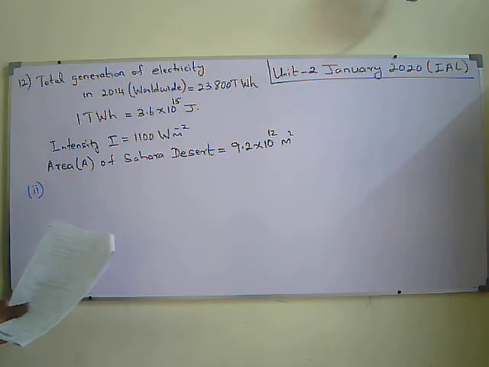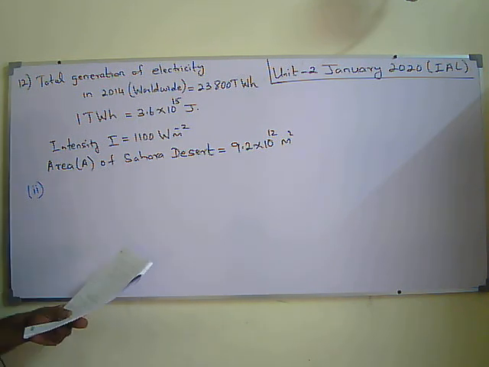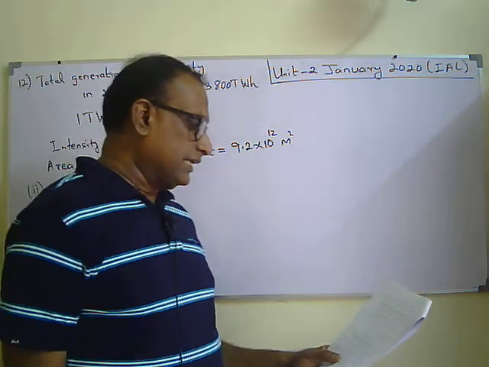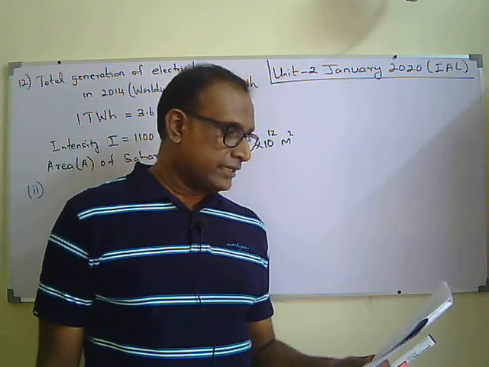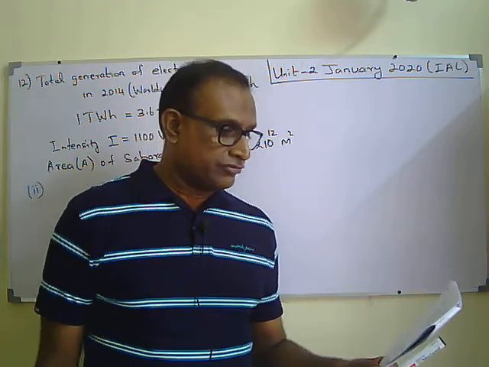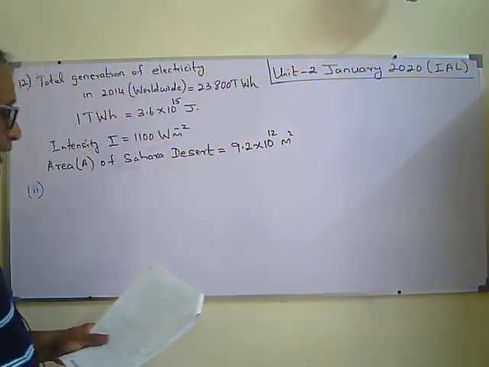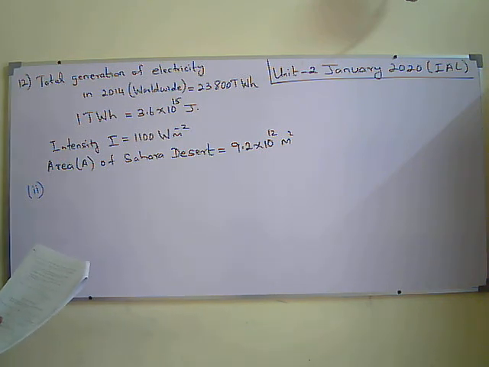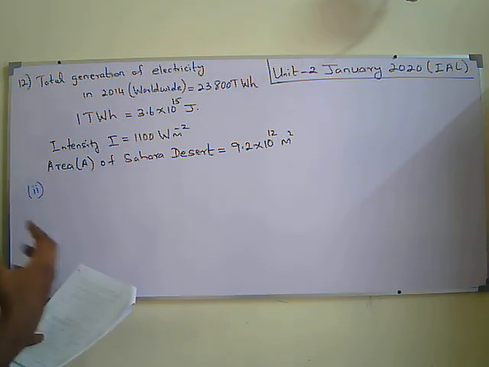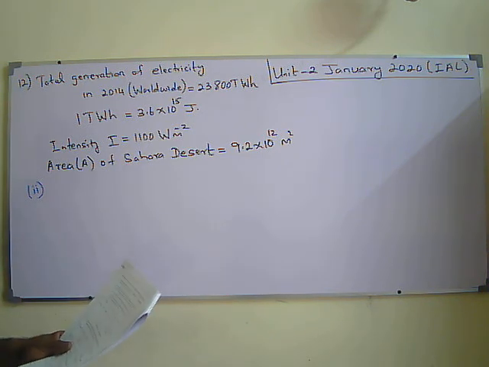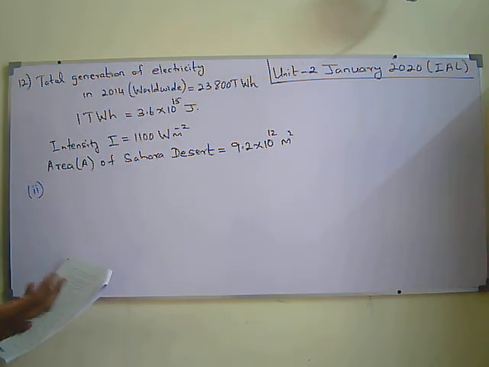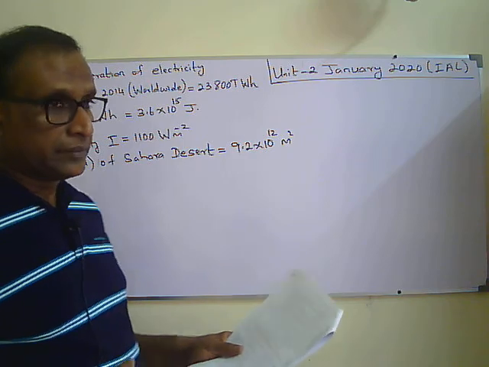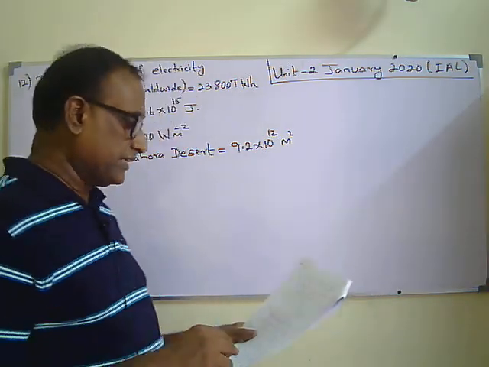Okay, so second part. Determine whether covering the Sahara Desert with solar panels would be able to generate enough electricity for the whole world. Okay, so we calculated in the previous part, during 1 hour, the amount of solar energy received by the panels in the Sahara Desert. We calculated it as 3.64 times 10 to the power 19 joules.